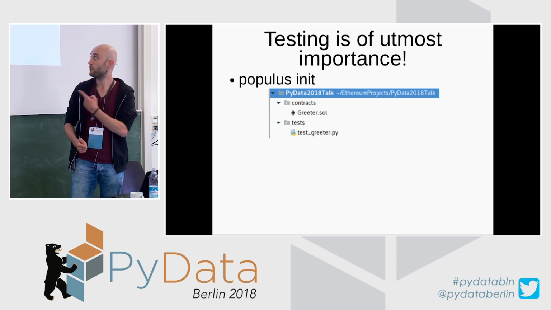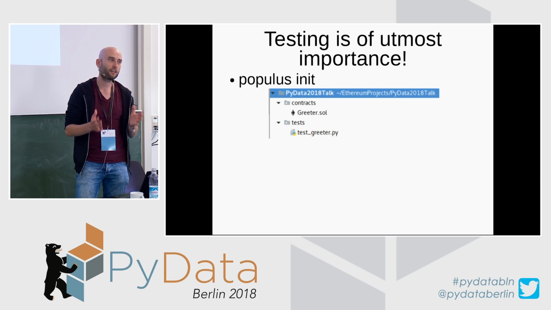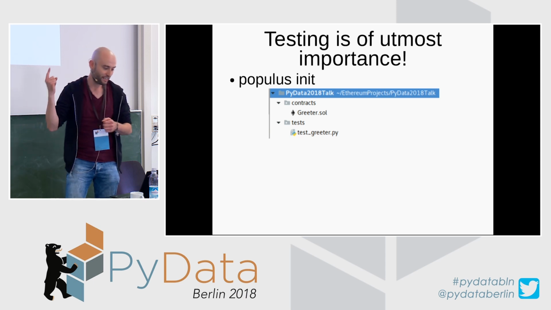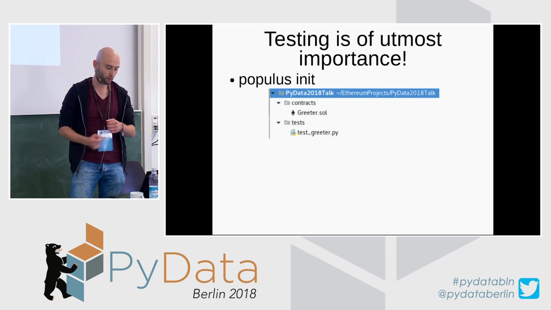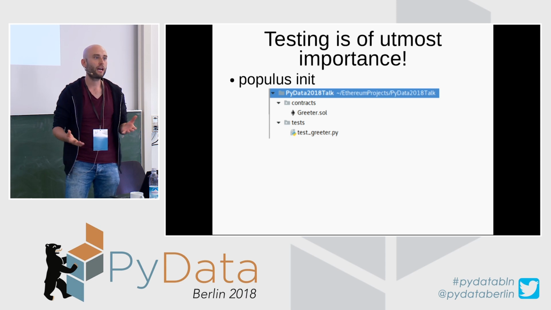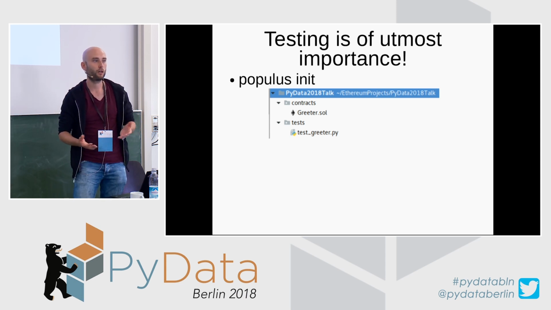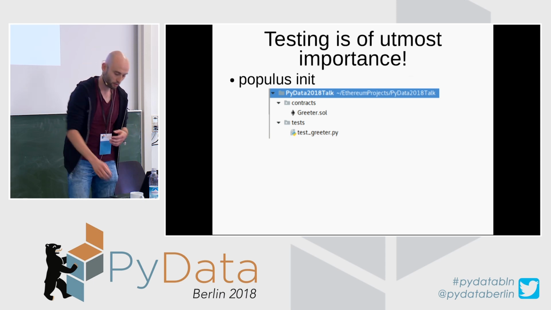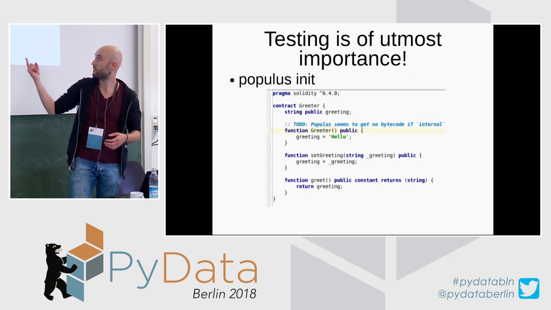So if you manage to pip install Populus, which is still kind of developmental, so there might be a few hiccups, but let's assume you actually managed to install this library, and then you call populus init on your command line. What it will give you is a hello world example of an Ethereum smart contract and their hello world example of how to test it.